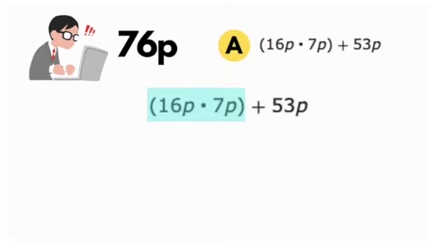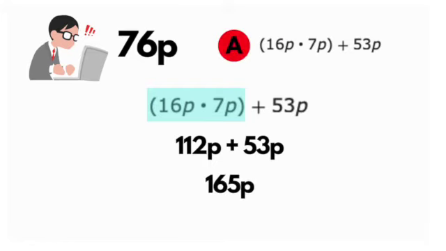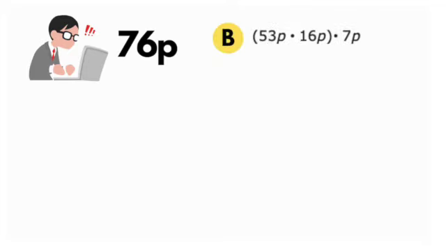A says the value of 16p times 7p plus 53p. We're going to multiply 16p times 7p. We can do that. They are like terms, but it will end up with some exponents, and it gets a little weird. Actually, those are in the squared numbers. We'll leave it just with p right now so we can see it's way too big when we compare it to 76p. That doesn't work.